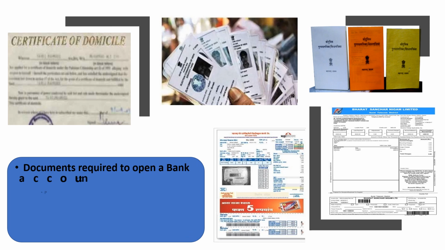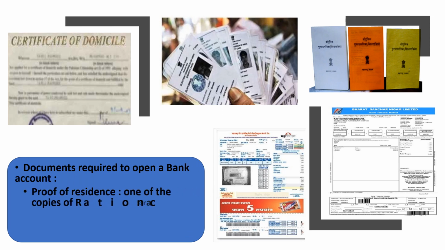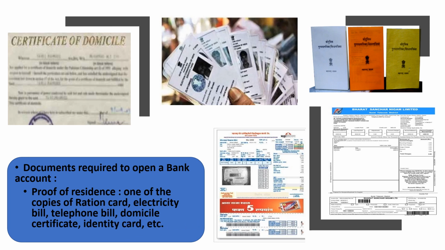Now, here I have put up some images of documents required to open a bank account. Now children, till now we learned how to open a bank account, different types of bank account and many other information. But to open a bank account, there are some necessities that we need to fulfill. The first document required to open a bank account is the proof of your residence. That means where do you live? You need a proof of that, yes, this person is living with his family or alone or whatever it is. So what is required to show the proof of residence?